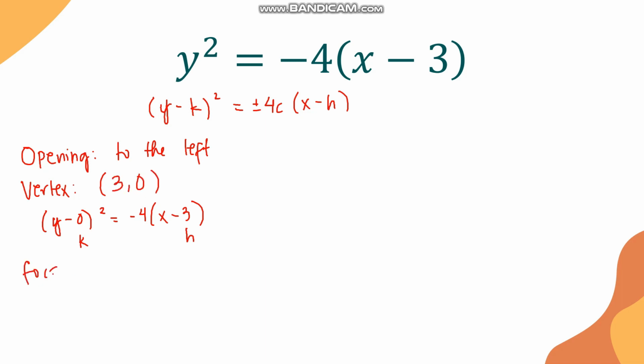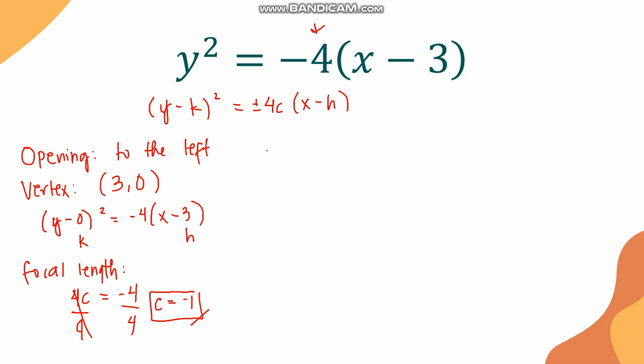Now let's identify the focal length. For the focal length, we have to use 4c. In this case, 4c is negative 4. So we equate this to 4c, so 4c equals negative 4. Then solve for c. Divide both sides by 4. So we have c equals negative 1.